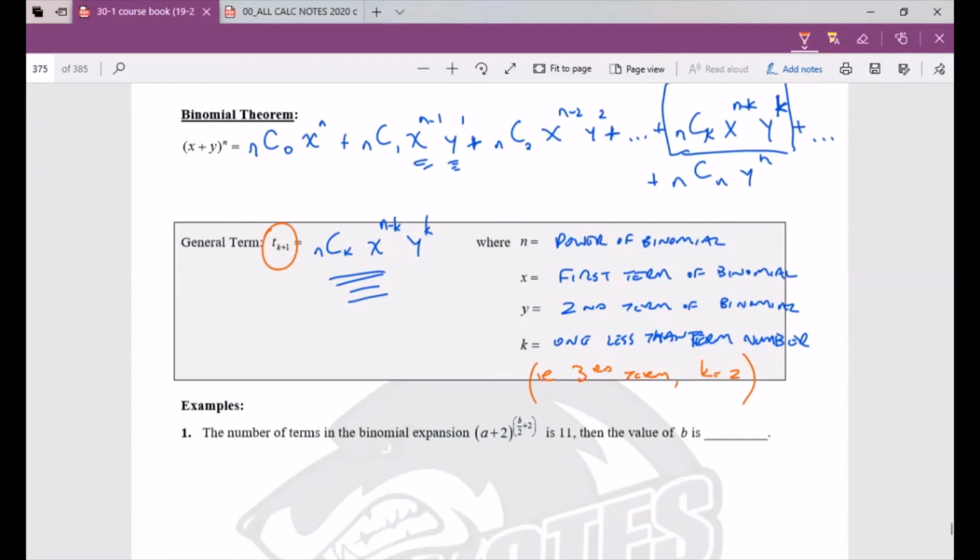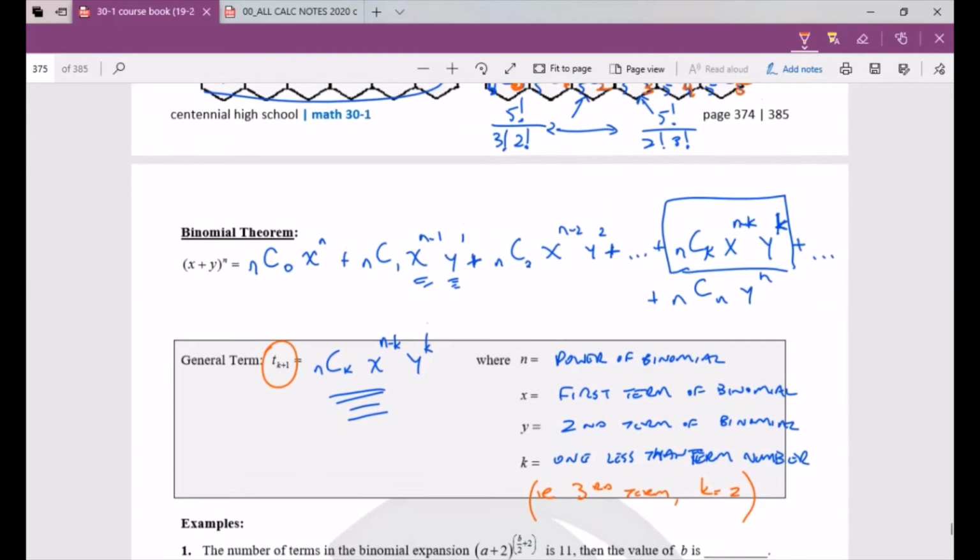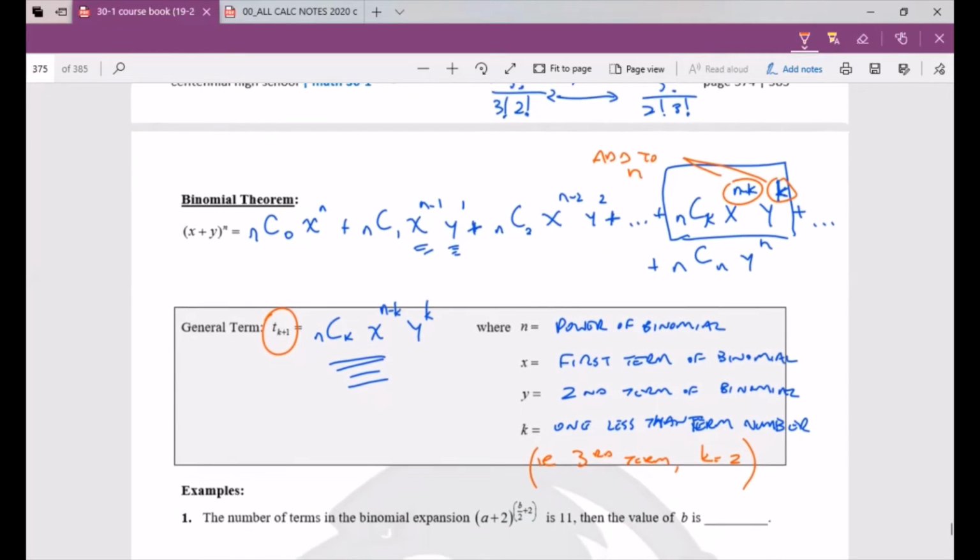Now, one last thing before we move on is to recognize that this sometimes throws some of us off. The fact that my exponent on x is n minus k and my exponent on y is k is just a mathematical way of saying that those two numbers together add to n. So if n is 9, if your exponent on x was 6, then your exponent on y would be 3. If your exponent on y was 8, your exponent on x would be 1.